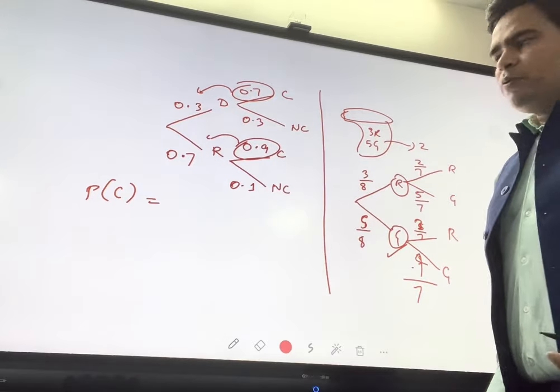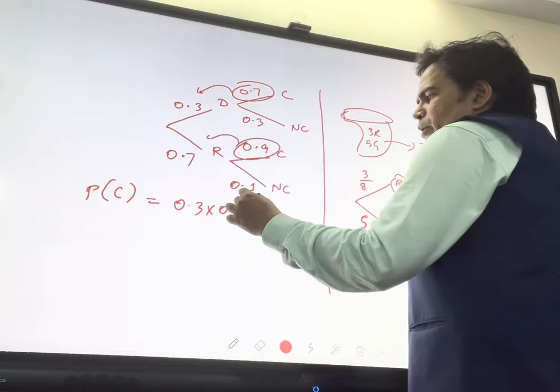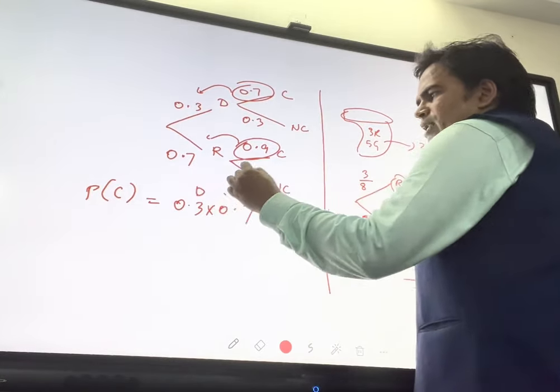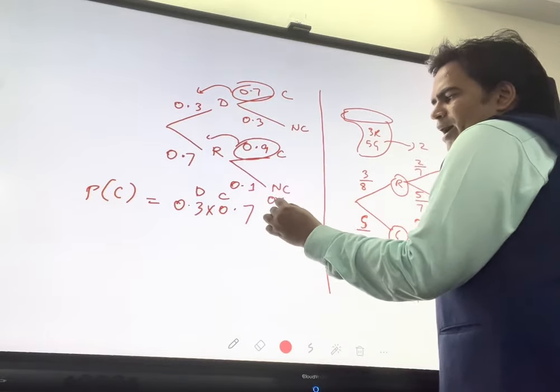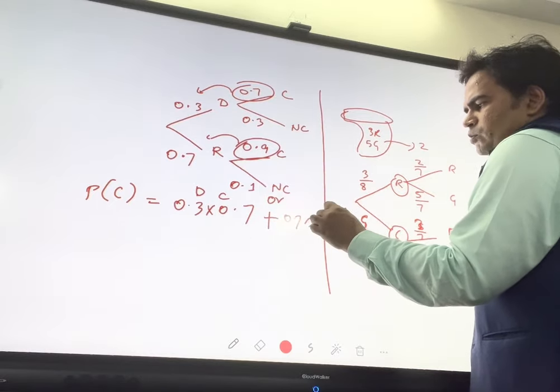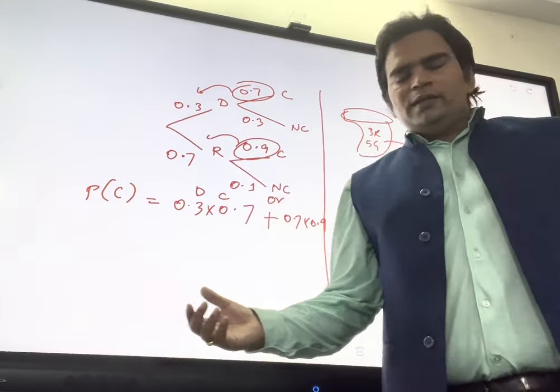So the probability of cycling is going to be 0.3 times 0.7, because it can be dry day and cycling, or, and when there is an or, you add, it can be rainy day and cycling, which is 0.7 times 0.9. So this is going to be the probability of cycling.